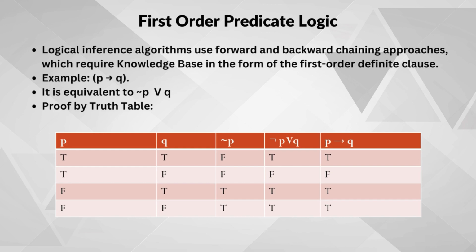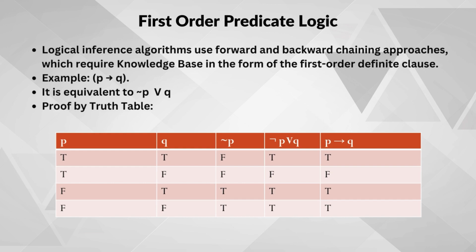Now, let us prove using our truth table. It is like testing all possible scenarios to see if our statement is true. Look at those T, that is true, and F, that is false. They are showing us if our statement works for different situations or not.